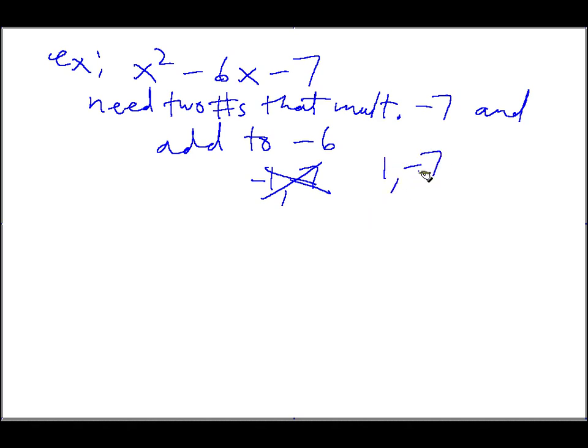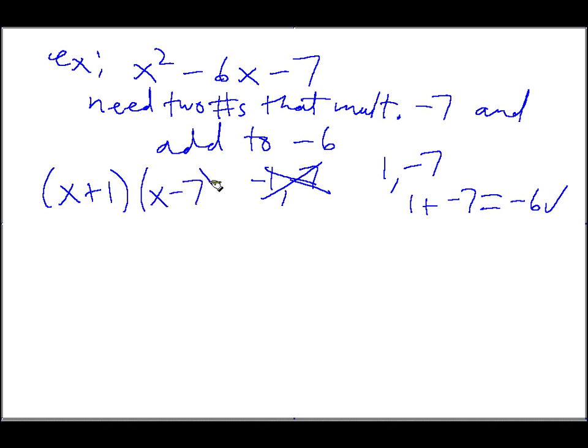Because 1 times -7 is -7, so we're good on that. And 1 plus -7 is what? -6. Okay, so we're good on that as well. So these two numbers are what we need in the factoring. So once we get these two numbers, we immediately have the solution. So it's going to be what? X plus 1 for the +1 times x minus 7. Since I have -7 here, right? So x plus 1 times x minus 7.